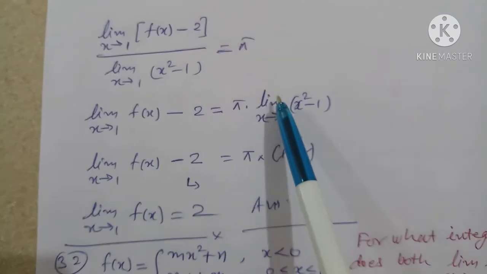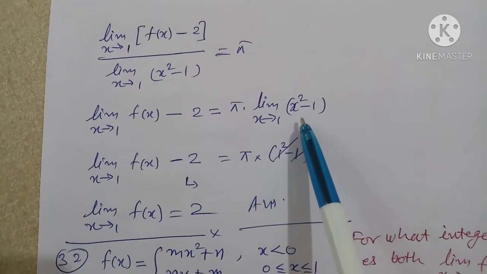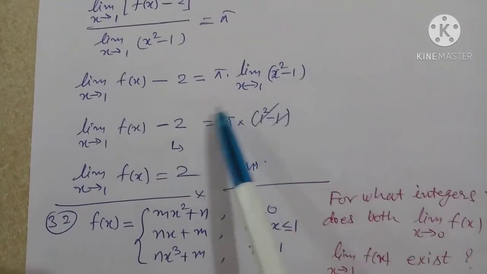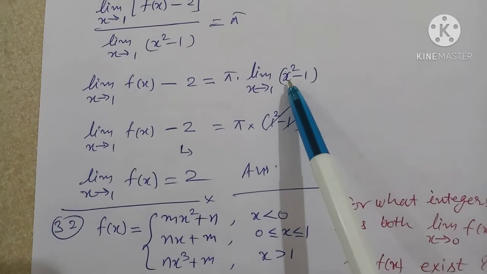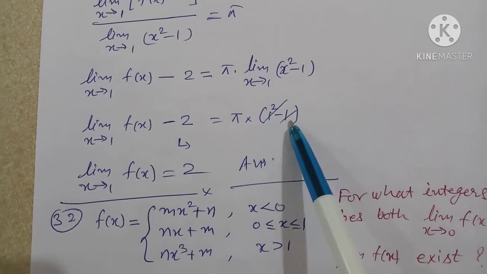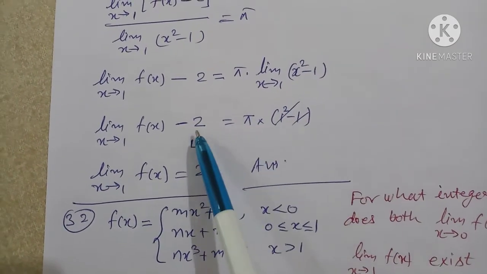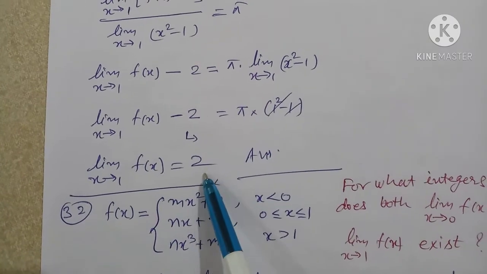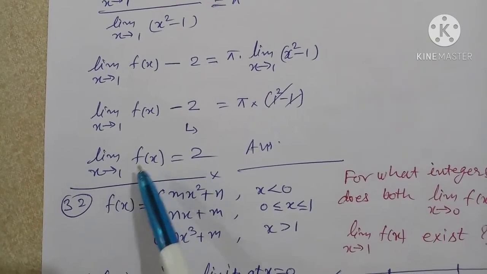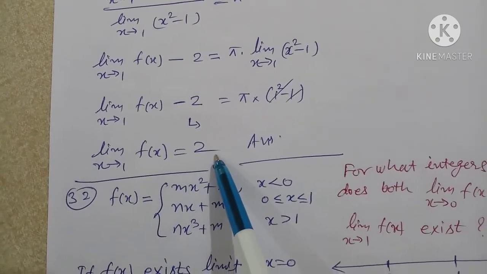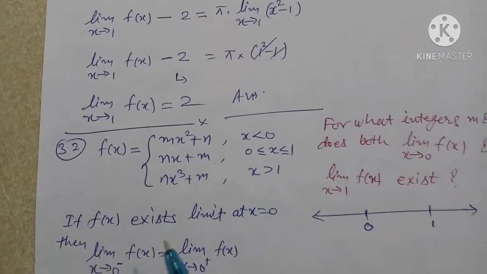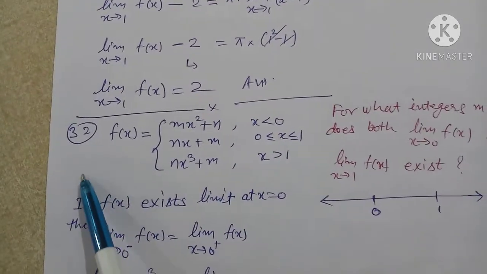And on the right side, π times the limit as x tends to 1 of x² - 1, and in the next step raise the limit. So when we put 1 here, 1 - 1 means 0, and this minus 2 transfers to the right side. So the limit as x tends to 1 of f(x) is equal to 2. This is our answer. Now we have the last question, question number 32.